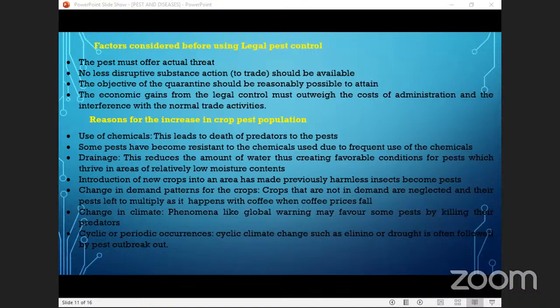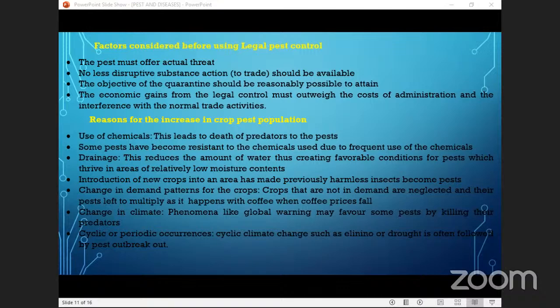The other point says the objective of the quarantine should be reasonably possible to attain. Don't just institute quarantine without having the main reason. You should have a reason at the back of your mind, such that you are able to contain or eliminate a certain pest.